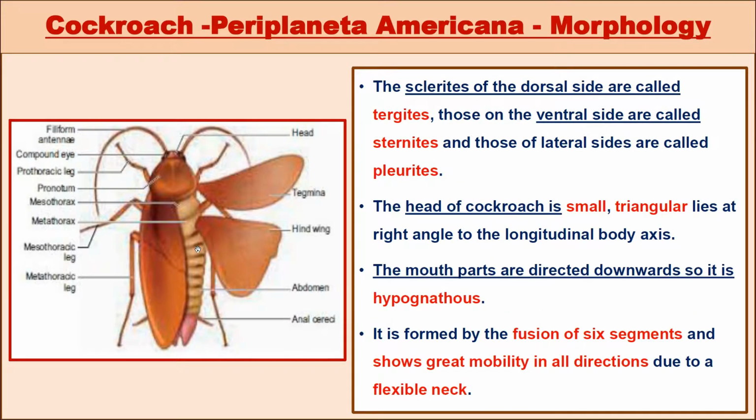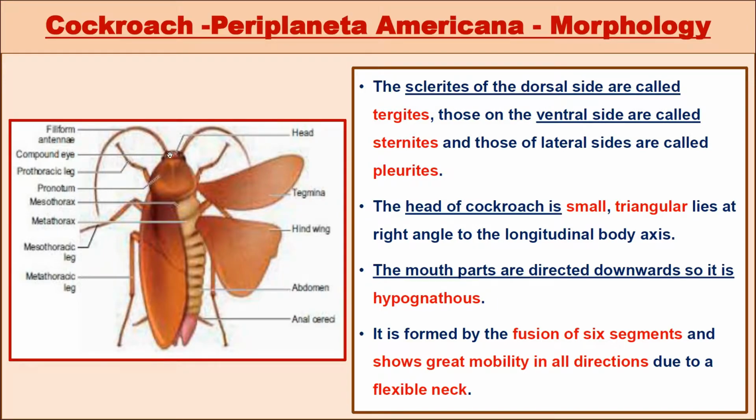The sclerites which are present on the dorsal side of the body are called tergites, and on the ventral side of the body they are called sternites. On the lateral side, on the sides, they are called pleurites. So the sclerites are named on the dorsal side as tergites, ventral side as sternites, and on the lateral side as pleurites.